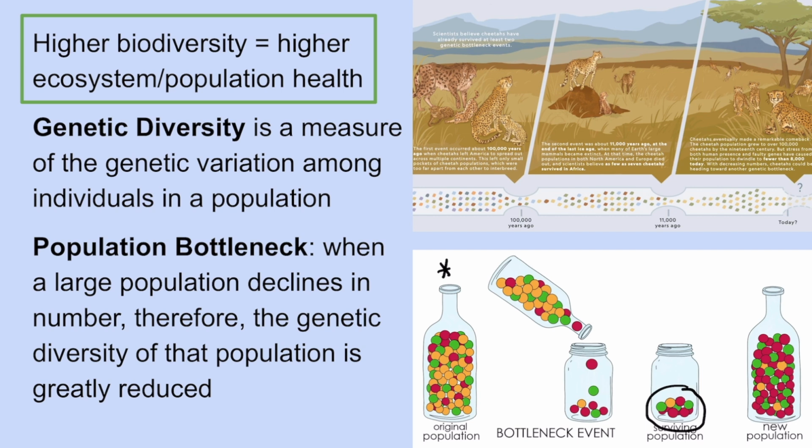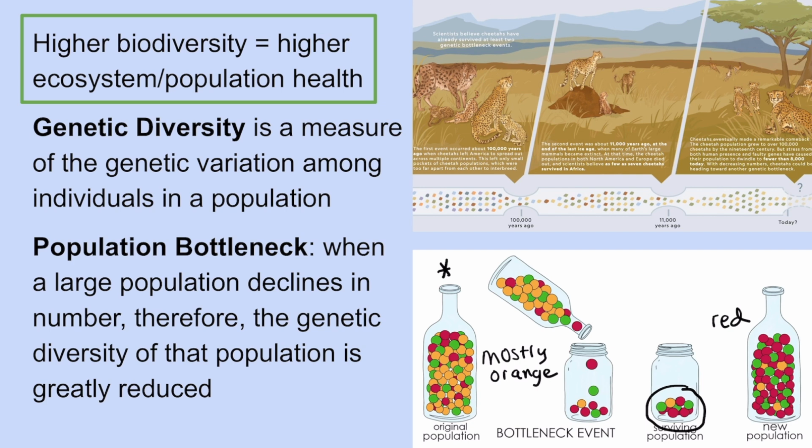So originally we had, you could argue, mostly orange. And in our new population, after this bottleneck effect, we have mostly red. So that's quite a big change, and those colors are just representing different versions of genes in that population. So population bottlenecks, to summarize, occur when a large population declines in number and the genetic diversity of that population is then reduced.